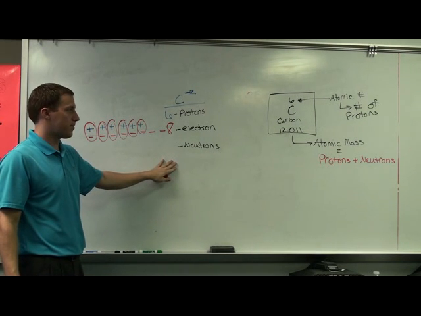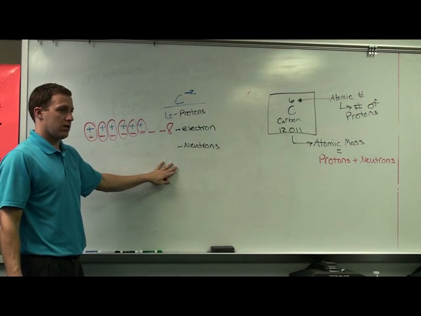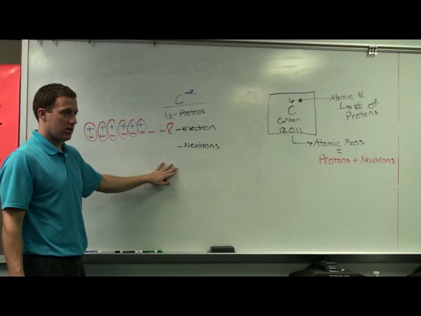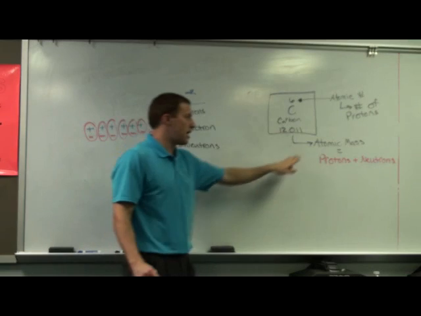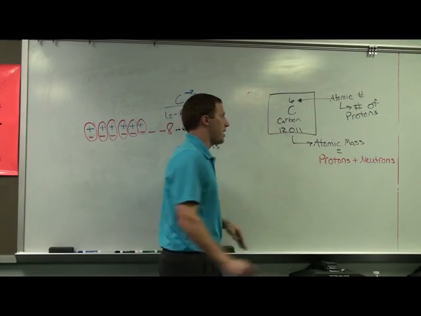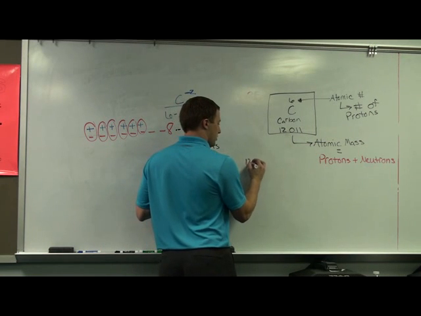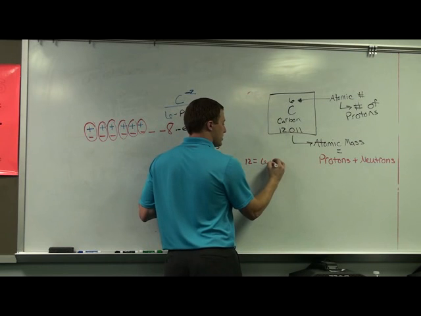What do we do? Subtract. Take the atomic mass. What do you do, Bridget? Subtract. What 2 numbers? 8 and 6? No. What's the atomic mass? Protons plus neutrons. So what's our atomic mass of carbon? 12. And what's our number of protons? 6. So 12 equals 6 plus n.